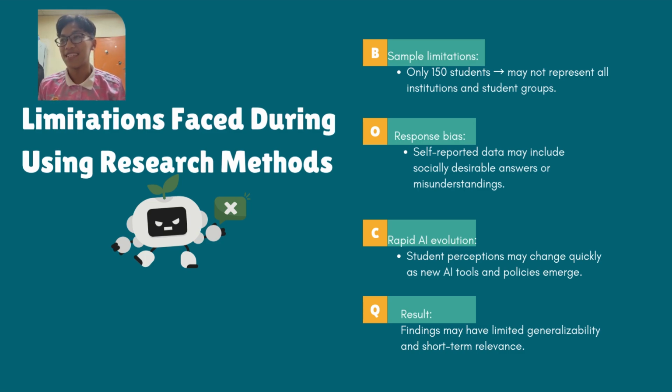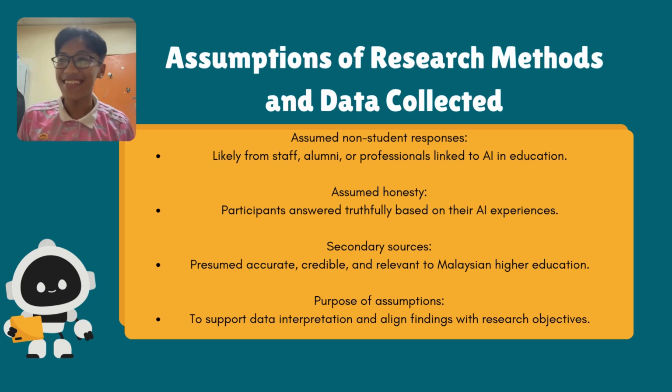Now I will explain about limitations faced during using research method. First, sample limitation. Only 150 students may not represent all institutions and student groups. And also we have response bias. Self-reported data may include socially desirable answers or misunderstanding. We also have limitation on rapid AI evolution. Student perception may change quickly as new AI tools and policies emerge. And lastly, the result, which is the finding, may have limited generalizability and short-term relevance.